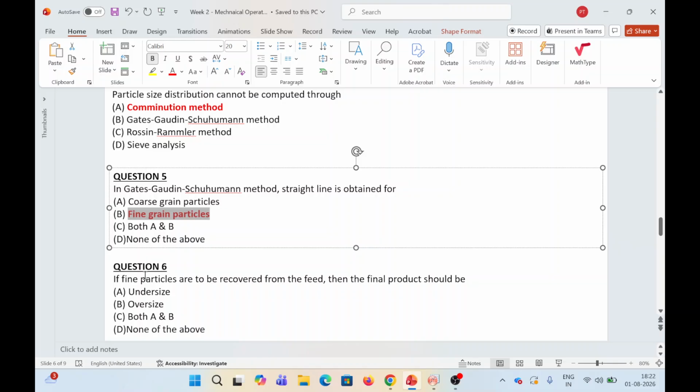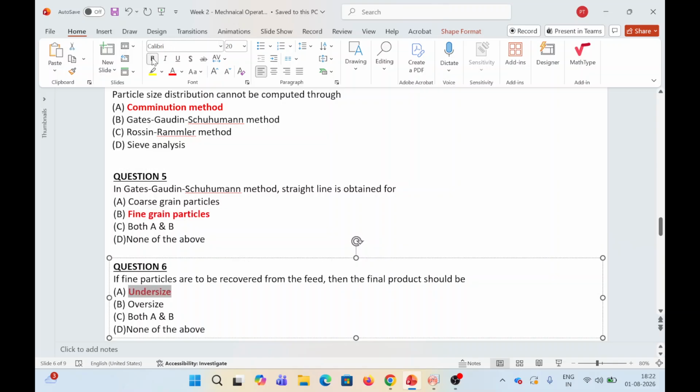So let's move on towards question 6. If particles are to be recovered from the feed, then the final product should be: A, undersized; B, oversized; C, both A and B; D, none of the above. Undersized. So undersize is the correct answer. Can you define what you mean by oversize and undersize? Undersize is small particle and oversize is large particle. Large particle with respect to what? There should be a reference, no?